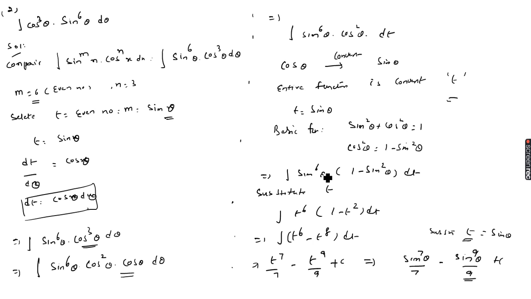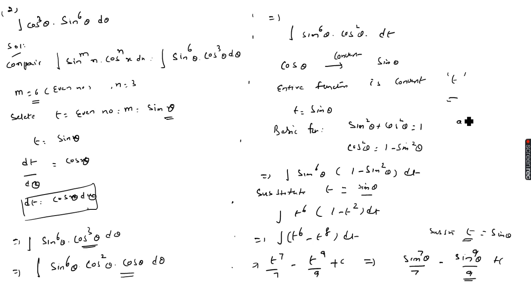We substitute into the integration of sin power 6 theta into 1 minus sin square theta. Substituting t, where t is sin theta, we get t power 6 into 1 minus t square into dt, which is t power 6 minus t power 8. We do the integration of this using the formula x power n plus 1 by n plus 1. Finally, we substitute t equal to sin theta.